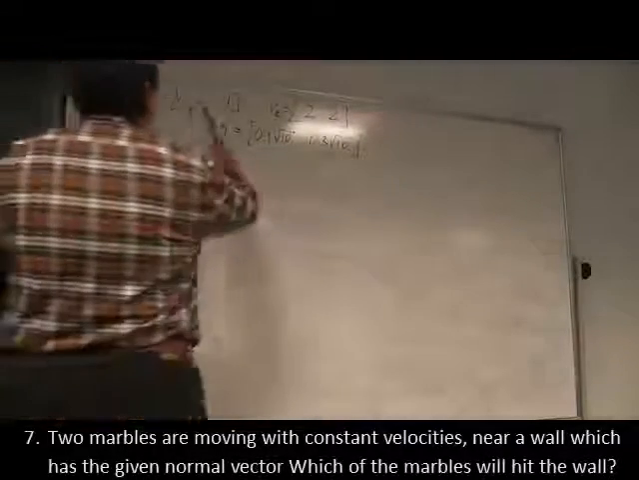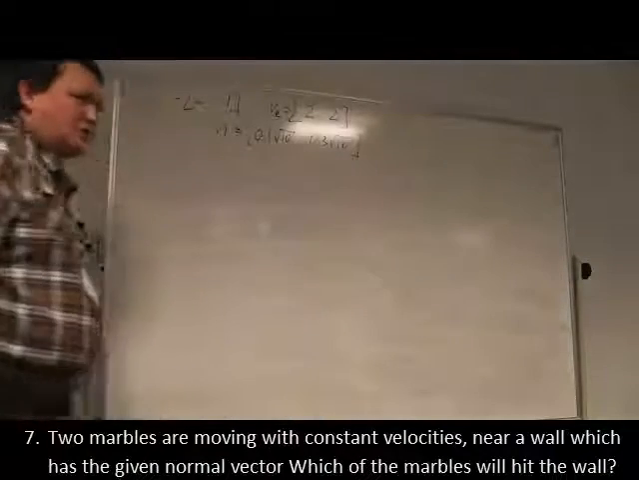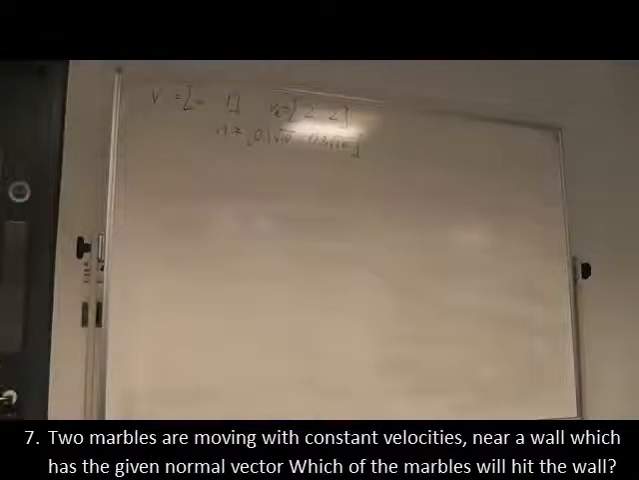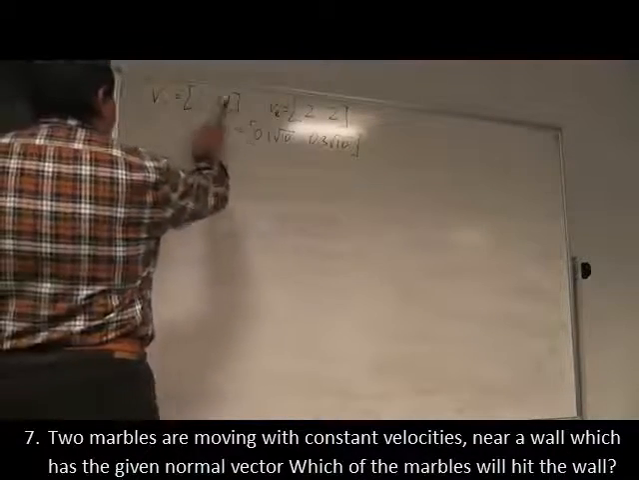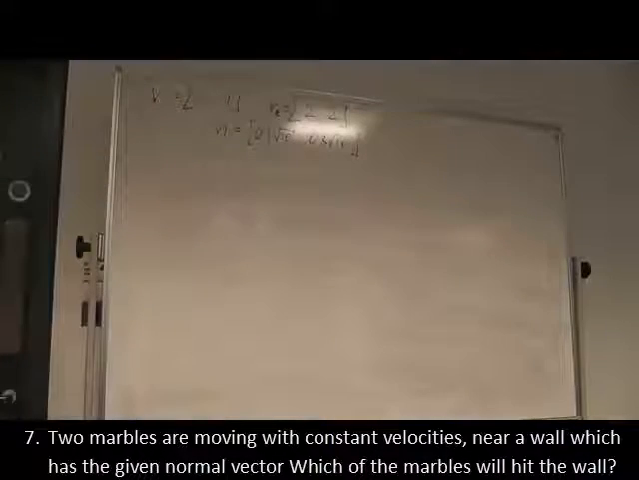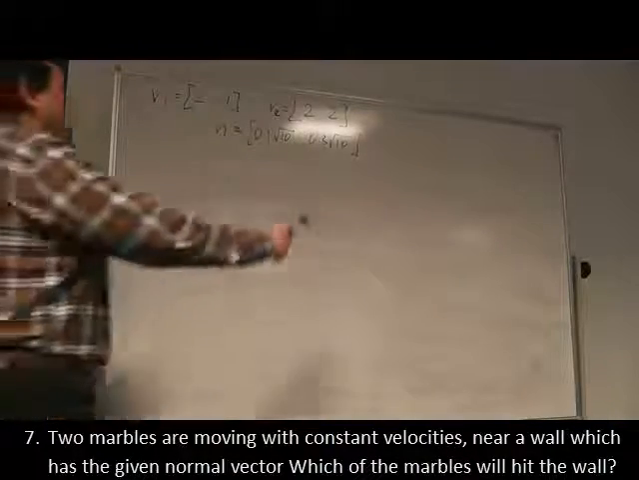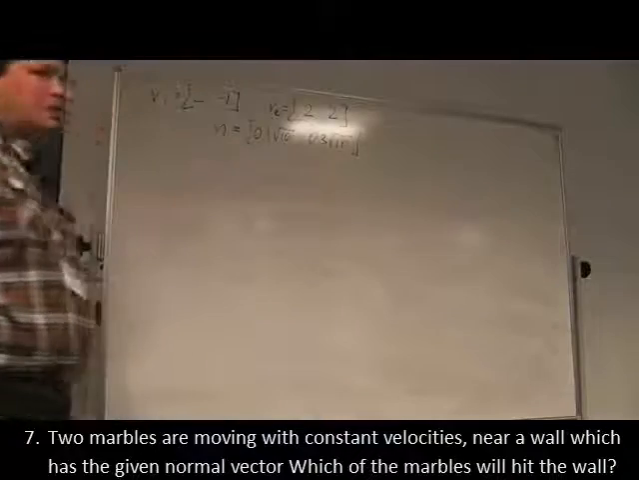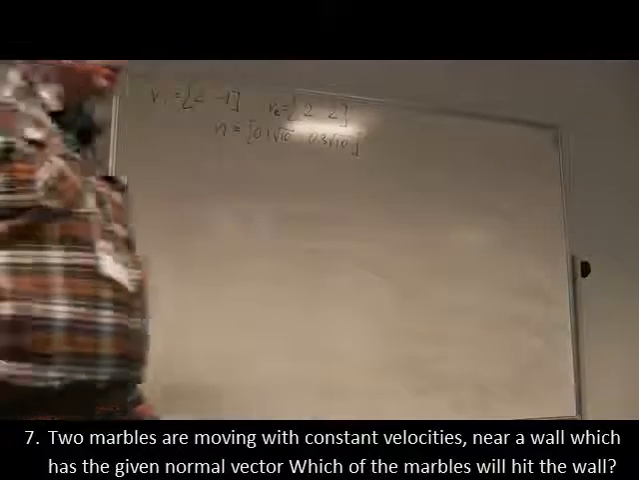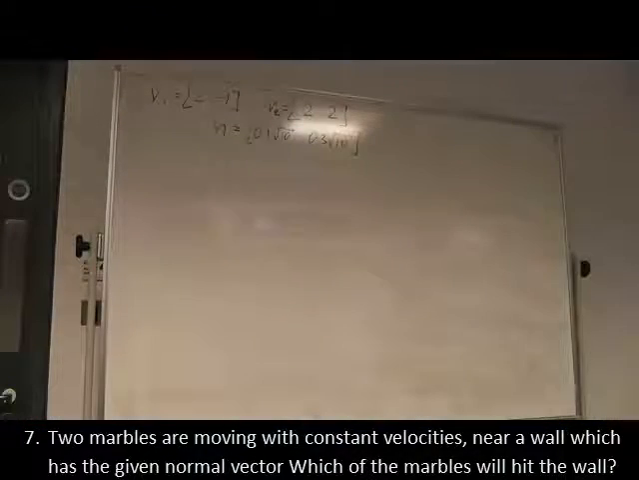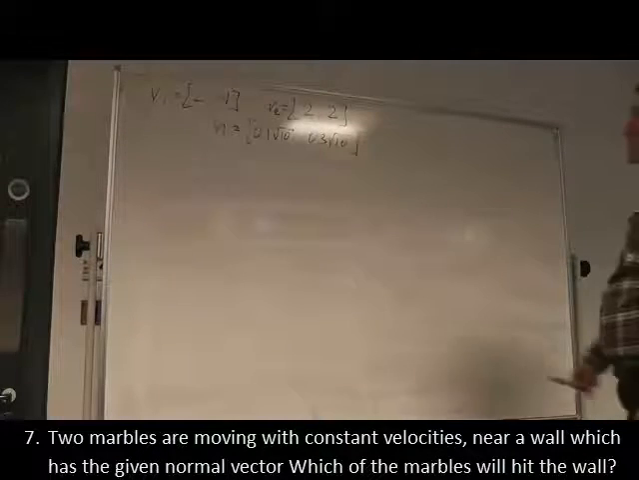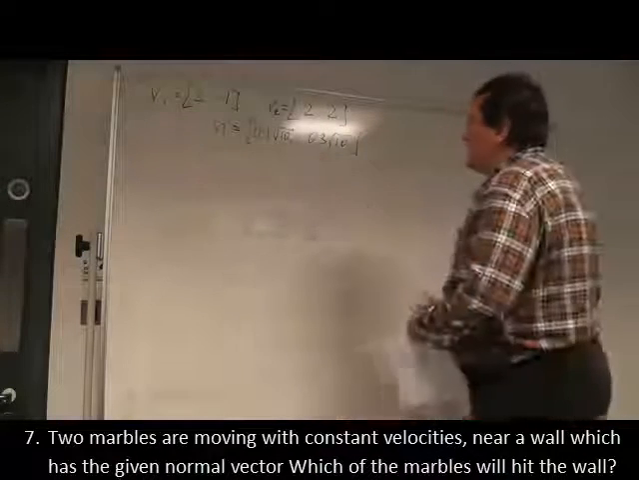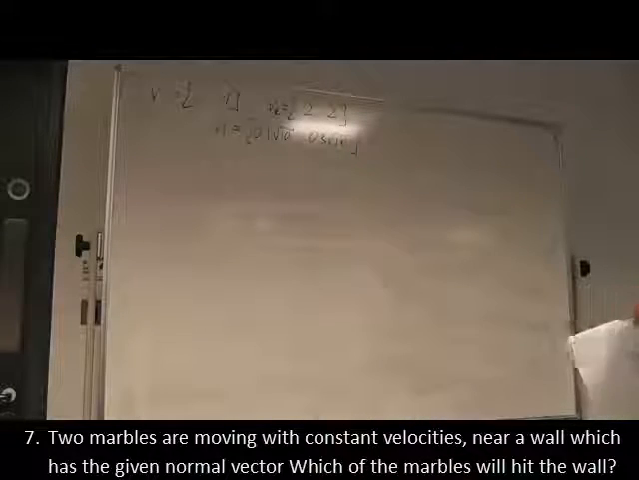The next exercise is about two balls. We don't know the coordinates of these balls, but the velocity of one ball is given as (2, -1), and the velocity of the other one is (2, 2). We also have a wall with a normal vector. This normal vector is (0.1 square root of 10, 0.3 square root of 10).